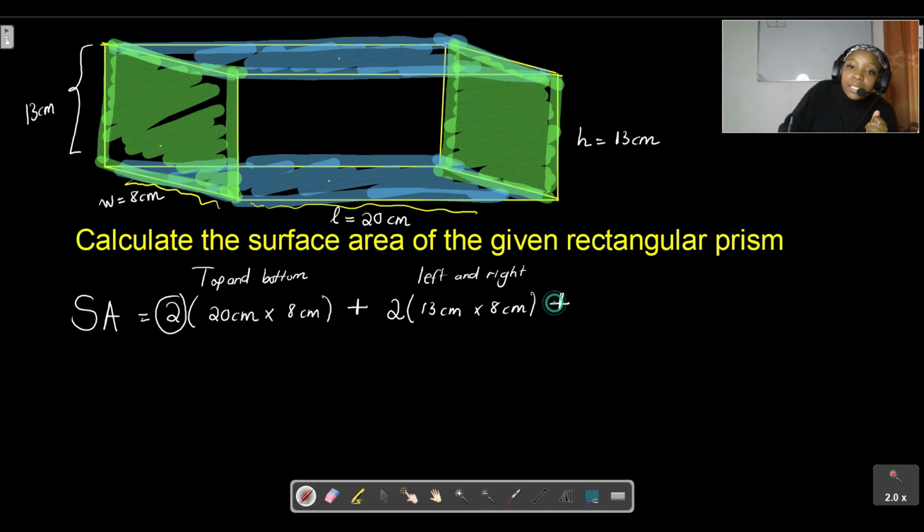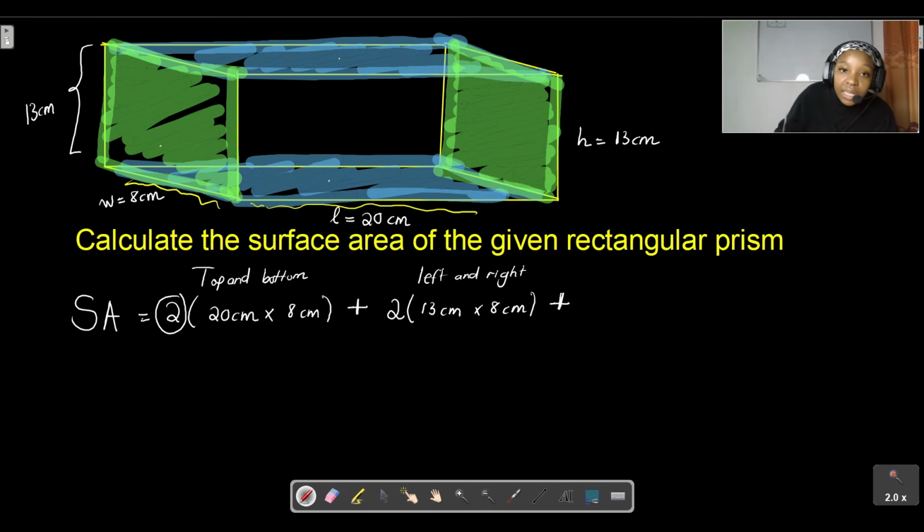Here I'm calculating the area of the left and right, plus what's left for us to calculate, the area of the front and the back face. How would I calculate the area of the front and the back face? This is my front and that is the back face. These two faces share the same dimensions. What would you see if you're just looking at this box from the front? You will literally just see that length of 20 centimeters and that height of 13 centimeters.